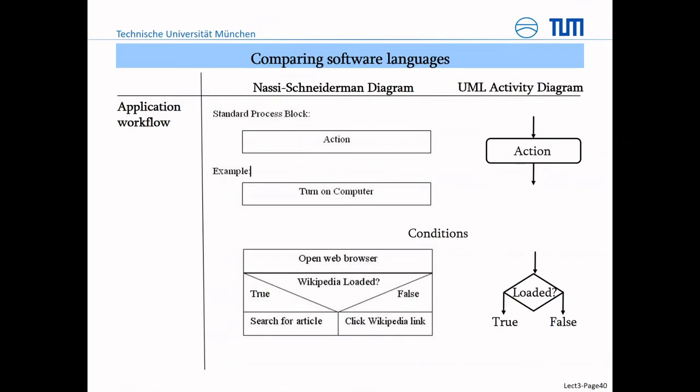And this is what I want to show you, because you will come to these setups in several programming developments. What you usually have is a standard process block, which is an action. Action means a single command, or maybe also a combination of commands if you have combination blocks. An example is, for example, turn on computer. You have two very famous representations of that. You have the Nassi-Shneiderman diagram, and you have the UML Activity Diagram. So there are two different styles, but they always show the same.